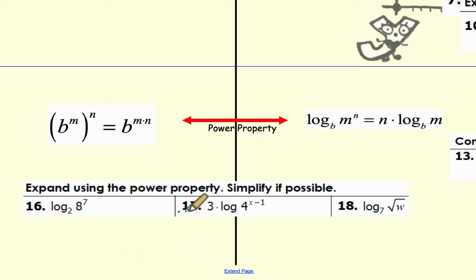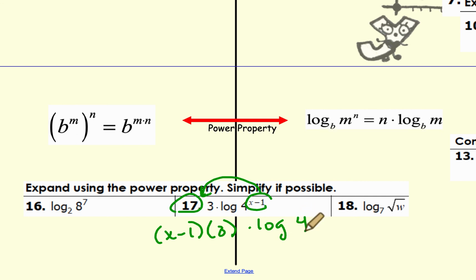Okay, so on this one, number 17, this exponent, remember, is going to become a coefficient. But even though there's something there already, we can deal with it. Our base is 10. Okay, so I've got to distribute. 3x minus 3. I'm going to put that in parentheses because the whole thing is the coefficient, times log base 10 of 4.